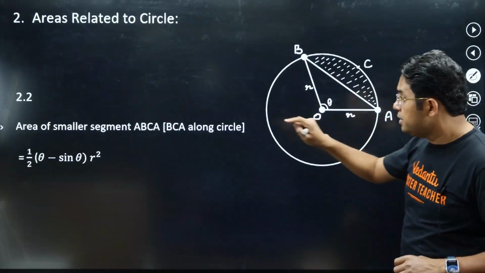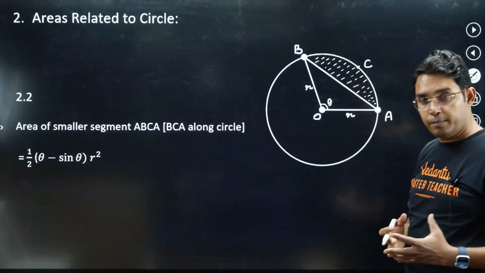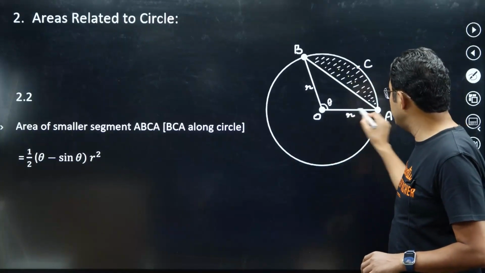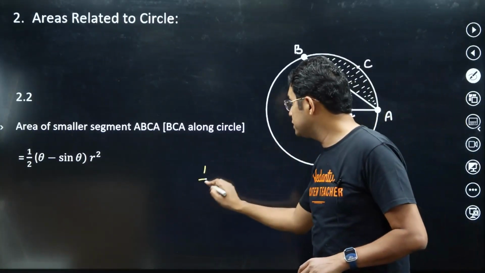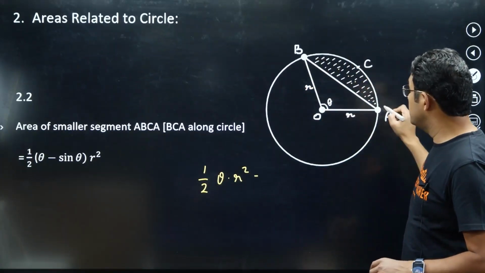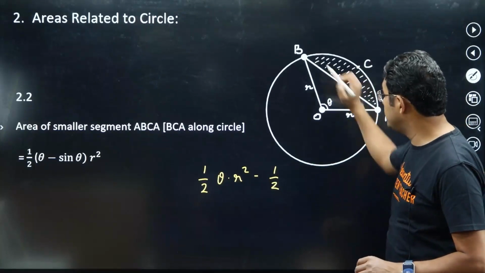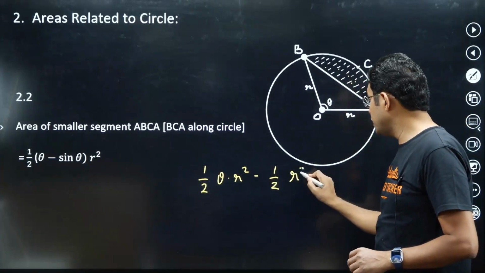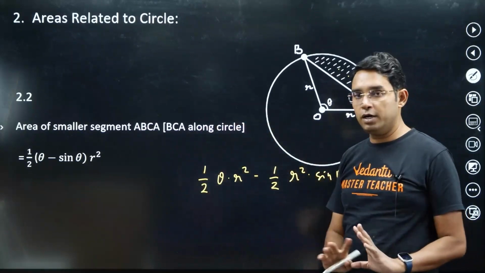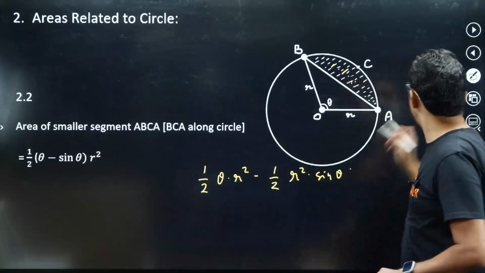If you have to find the area of the smaller segment, suppose AB is some chord of the circle and this is the area we are looking for, how will you find it? We will find the area of the sector, which as I told you is 1/2 theta into r square, and subtract the area of this triangle, for which the best method is half into side into side into sine of the angle between them. So it is half into theta minus sine theta, into r square. So this is how it comes, and whenever you need it, you can use this formula directly.